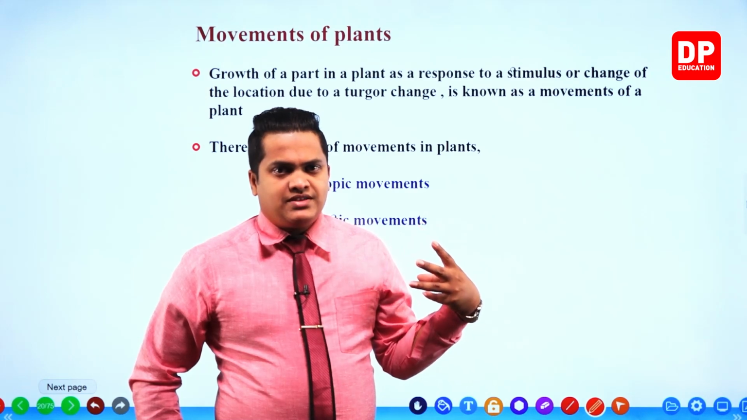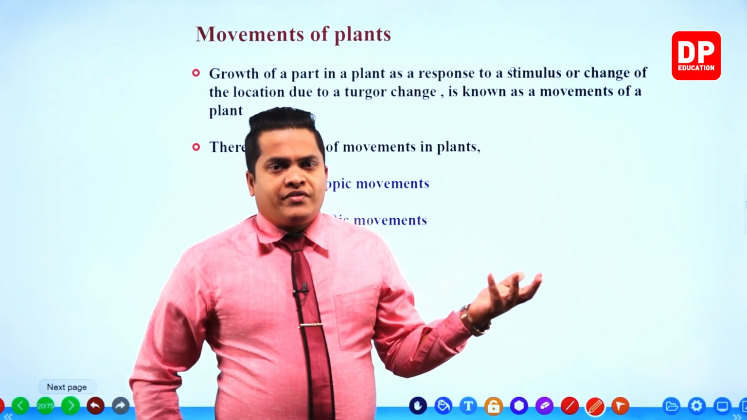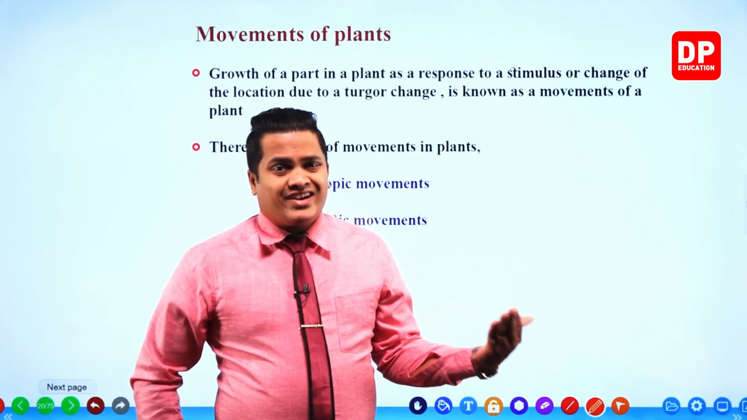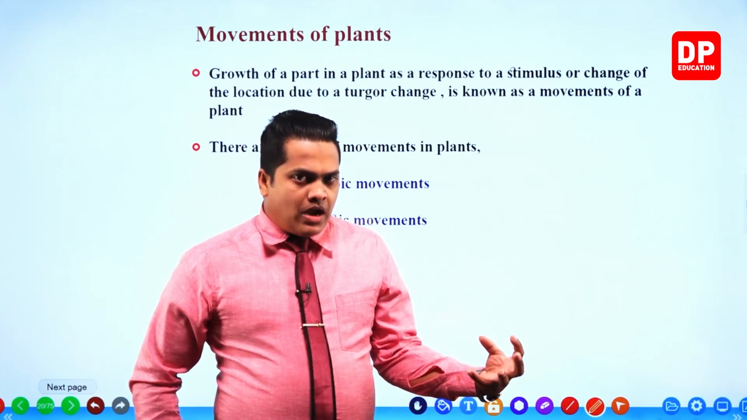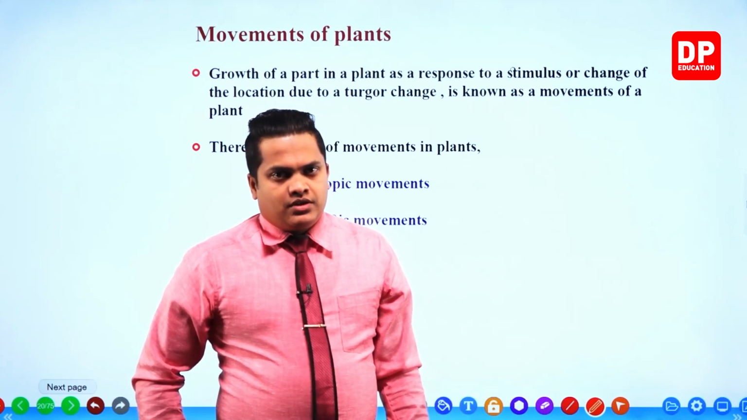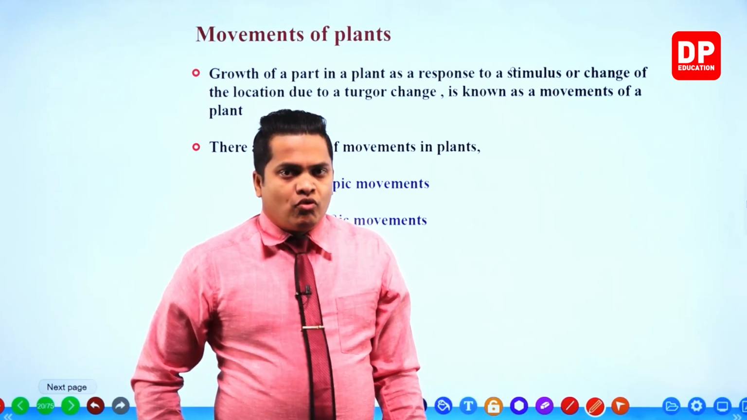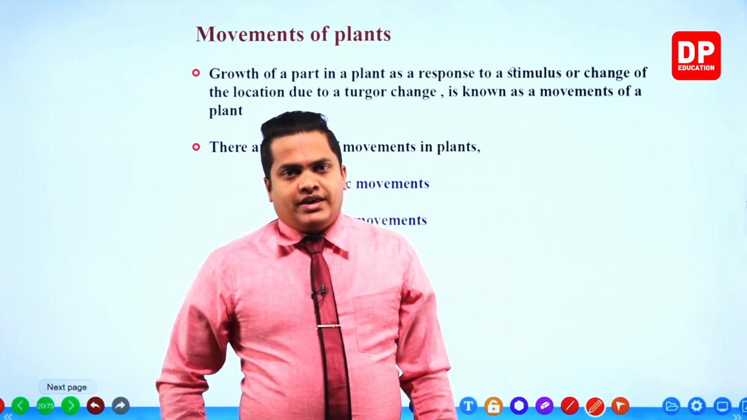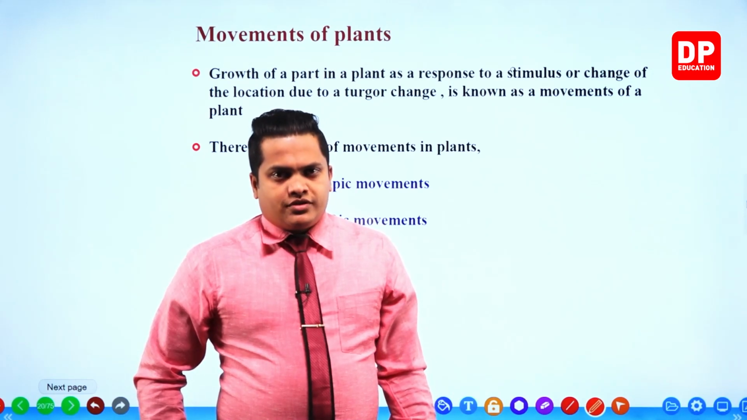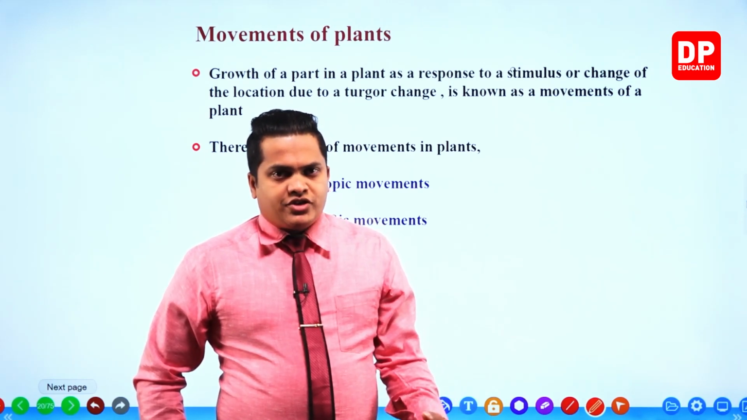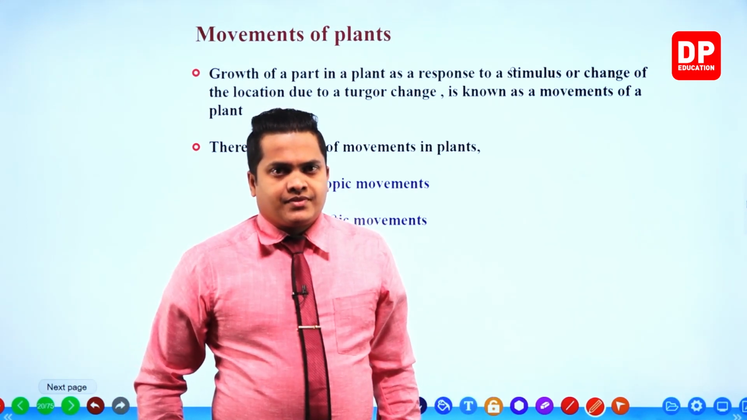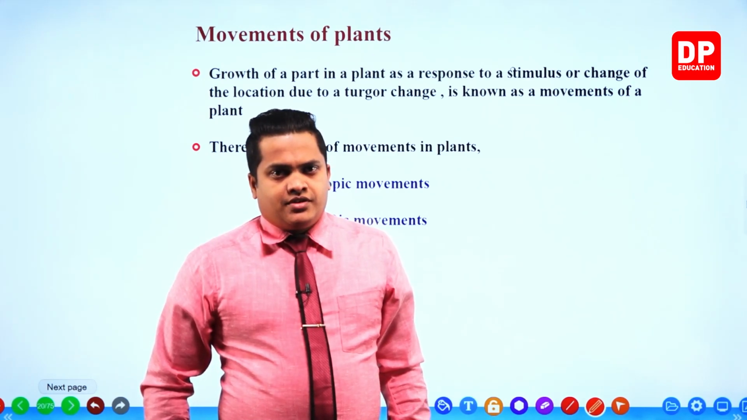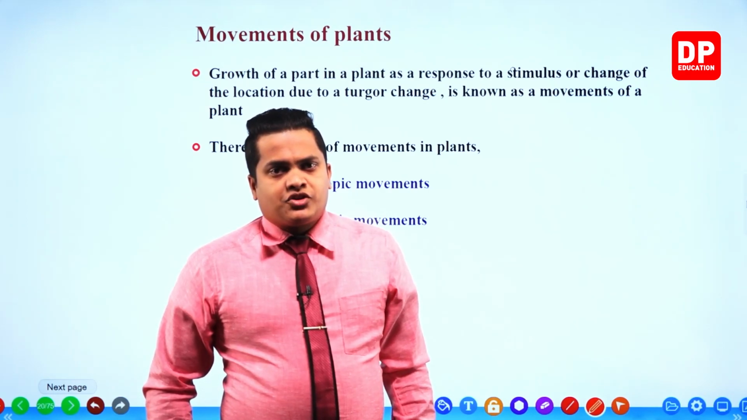According to a certain stimulus, growth of a part of a plant can occur. So it is considered as a movement of a plant. Then the second one is due to a temperature change. The initial location of a certain part of a plant is going to change. So this way also plants show movements.